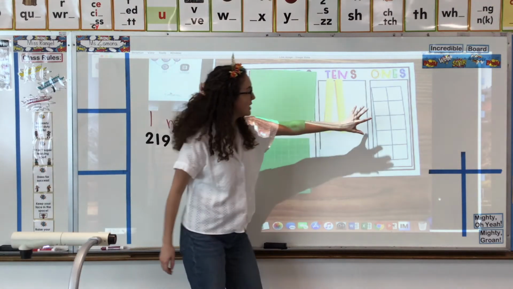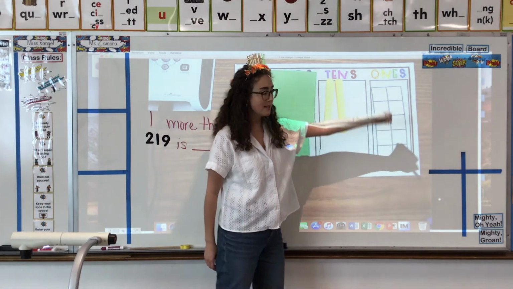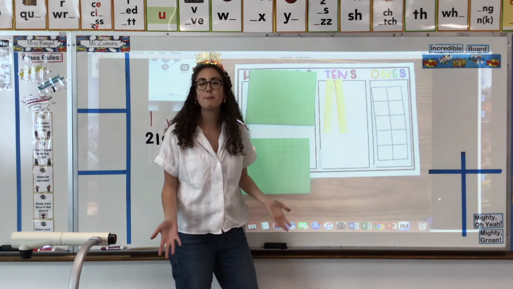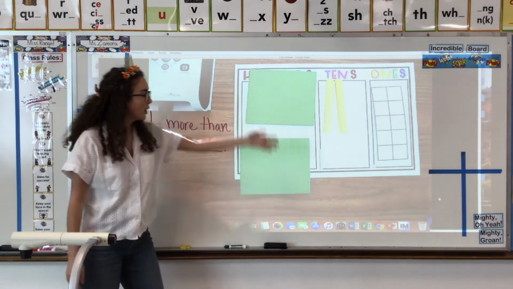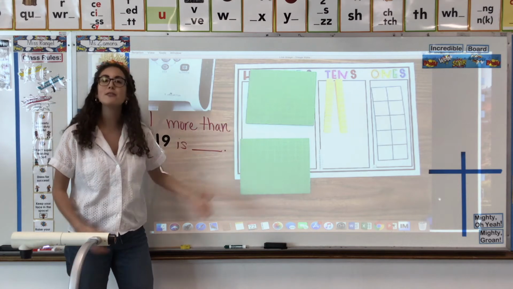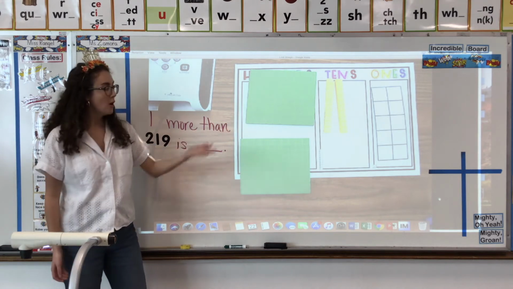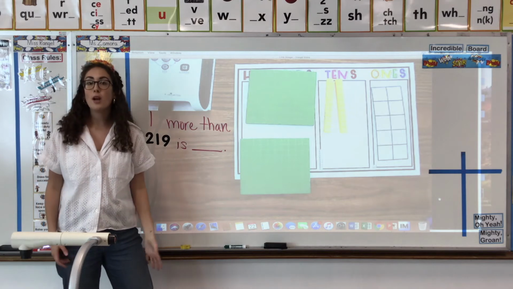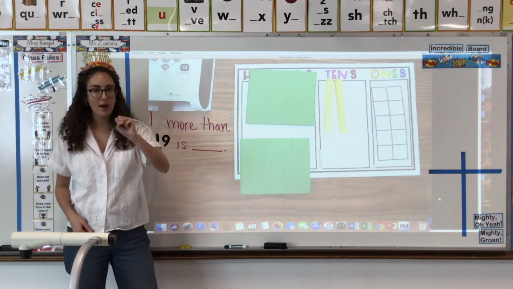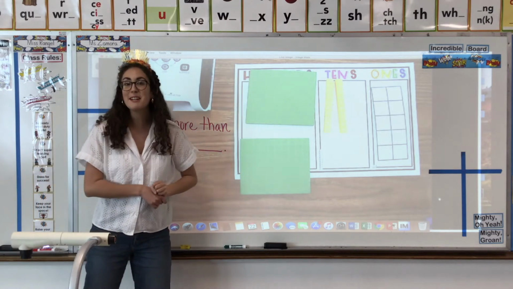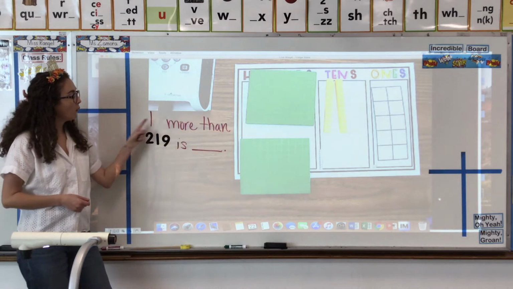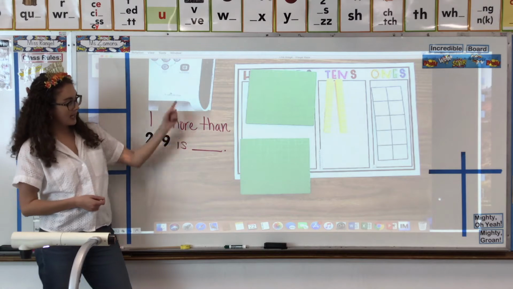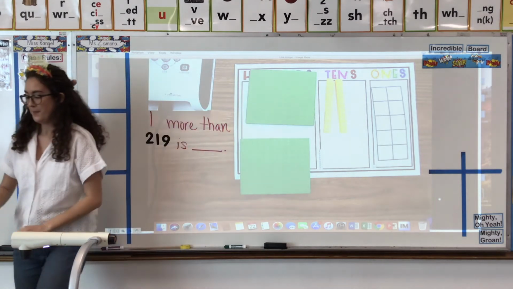So all we needed to do was bundle our ones to make a 10. Nothing else needed to be bundled in this number. So this time, we left our hundreds alone. We still have the same amount of hundreds. So we only bundled part of our number. So what's our final answer? 1 more than 219 is, what do you see?